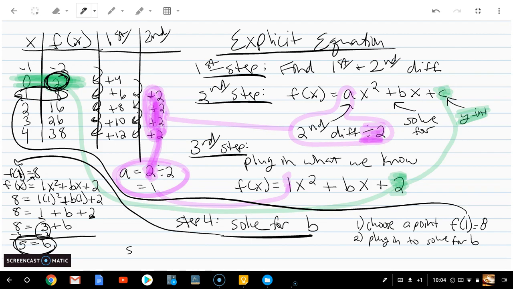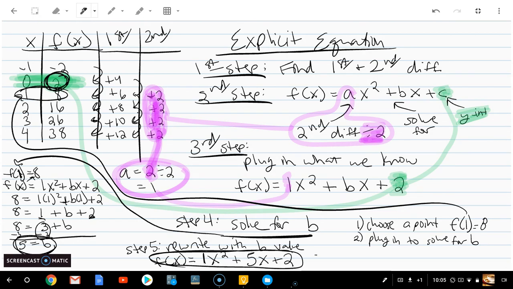And so my last step, step 5, is rewrite with the b value. So here we go. f of x equals, my a I already knew was 1, x squared. My b is 5, 5x. And then we have plus 2. So that's my final answer right there.